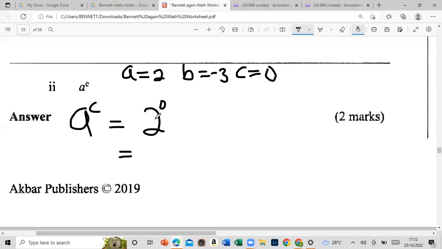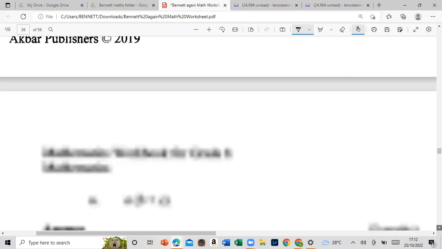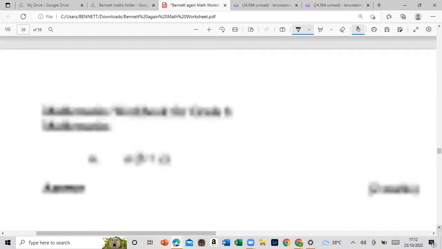2 raised to the power 0, and that is equal to... Any number raised to the power 0 is equal to 1. I know if a lower school student is watching this, they must say, sure, this is easy, sir. But guys, practice is good, alright? So we did that in class. Any number raised to the power 0 is equal to 1.